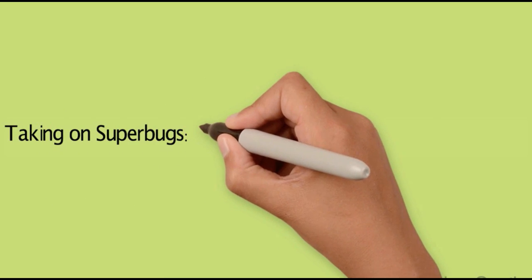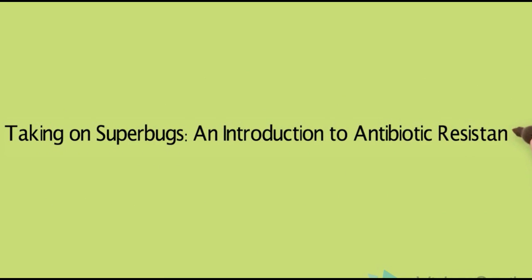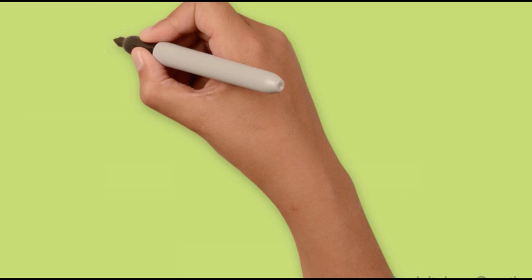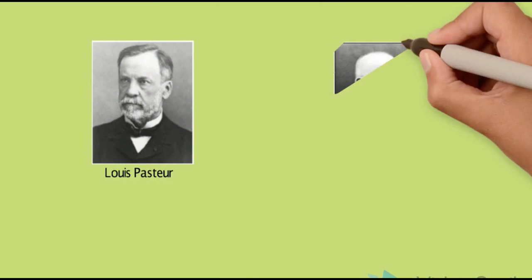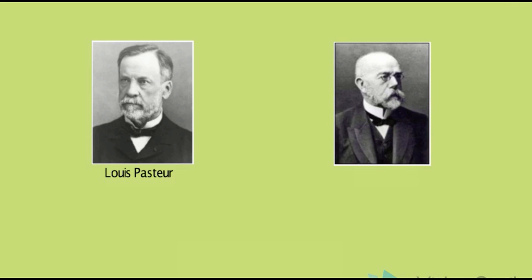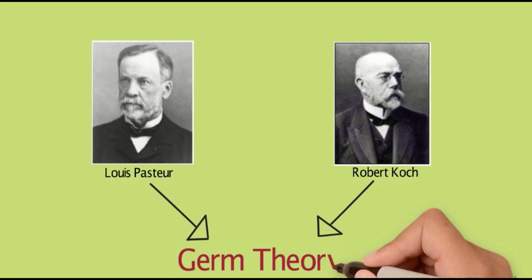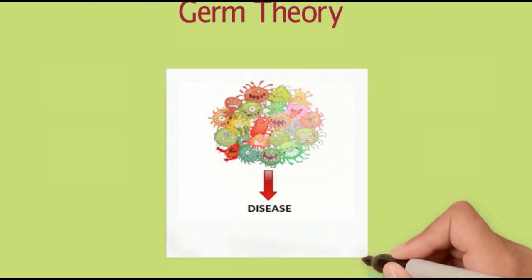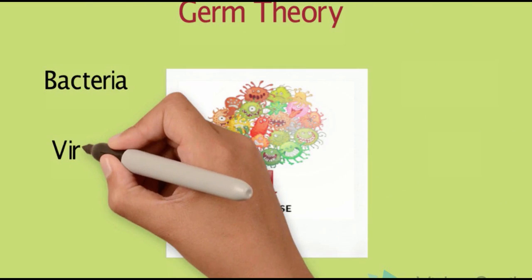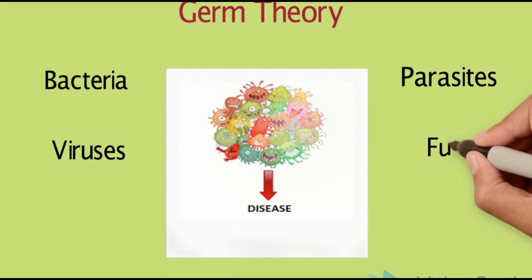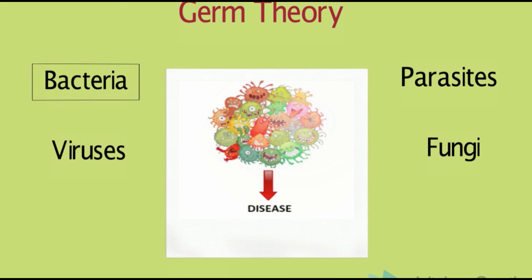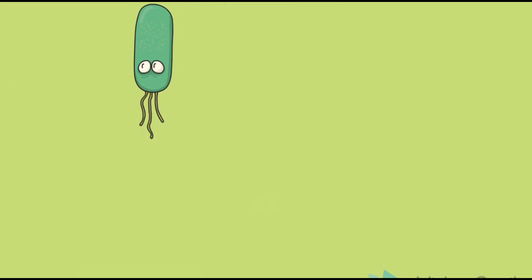Taking on superbugs, an introduction to antibiotic resistance. The scientific developments of the 19th century were crucial for the medical revolutions of the 20th century. Louis Pasteur's and Robert Koch's work on germ theory was one such development. Germ theory looked at the role of microorganisms such as bacteria, viruses, parasites, and fungi in causing disease. Today we will go into more detail about the relationship between bacteria and disease.